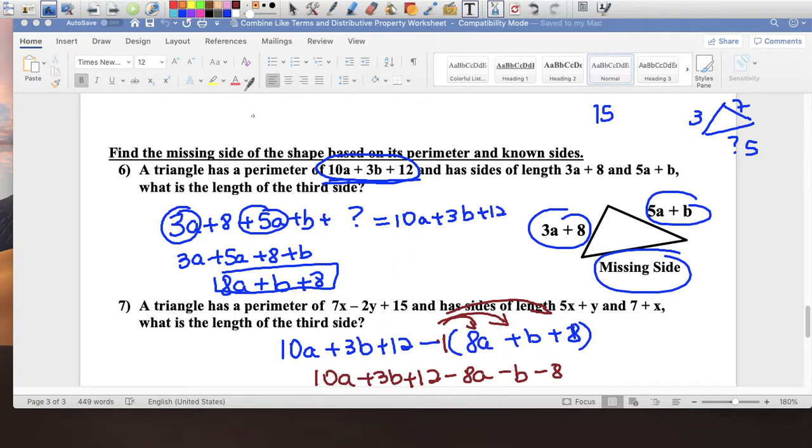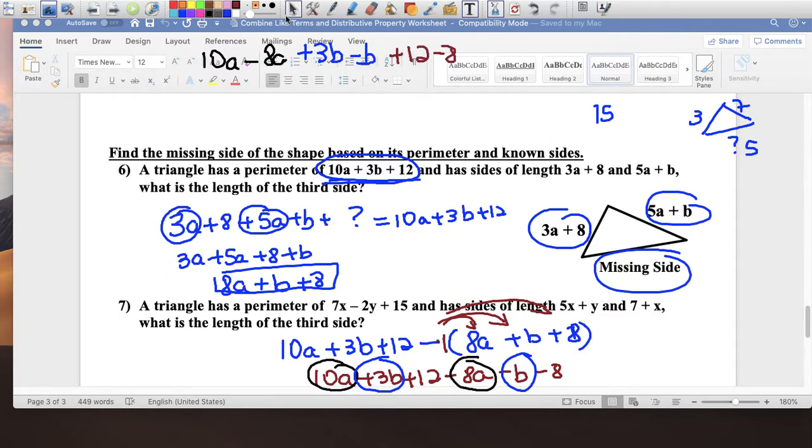Now I can combine like terms. I'm running out of room, so I'm going to circle this and circle this. So I get 10a minus 8a. Those two are okay. The b's, I have a 3b here and a minus b. So let me put them side by side. Plus 3b minus b. And in red, I'm going to do the 12 minus 8.